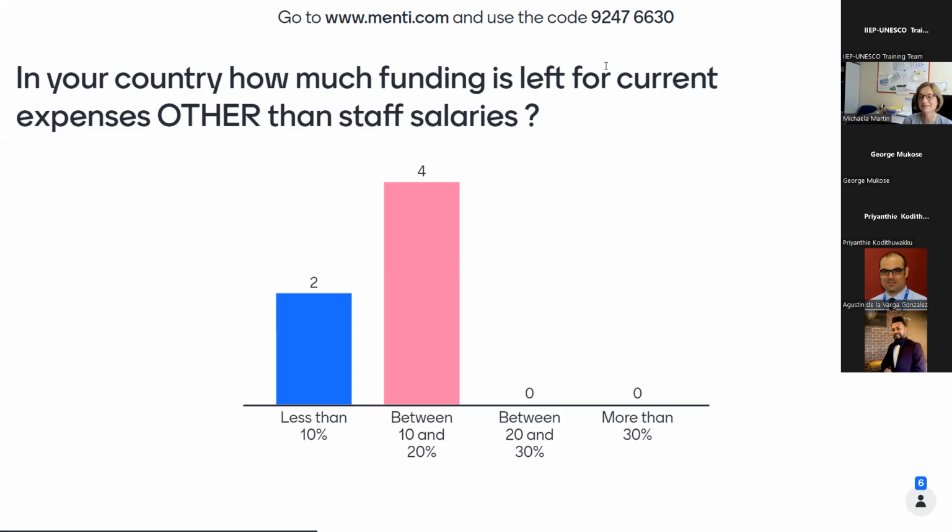So it shows actually that this high reliance, or this high level of allocation to staff salaries, often stifles educational systems. This is an issue, of course, that we have in many countries, and this is something that you would need to look into also in the education sector diagnosis. So, 6 responses, and in all 6 we can say from 0 to 20% is left for anything else but salaries. It's quite confirming the issue.